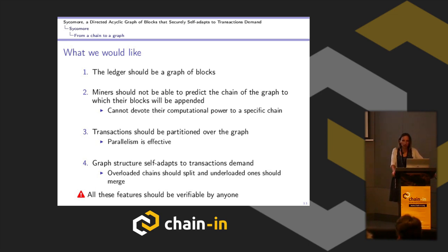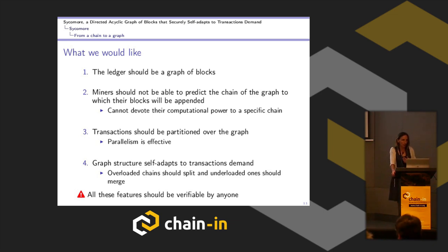And this is very important because it will prevent an adversary from devoting all its computational power to the growing of a given chain. The third property we'd like is that transactions should be partitioned over the graph so that this parallelism in the graph is effective.